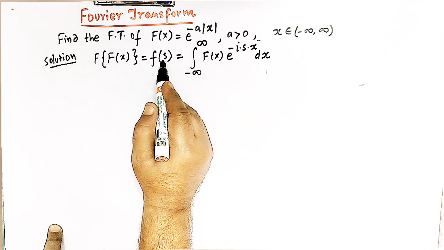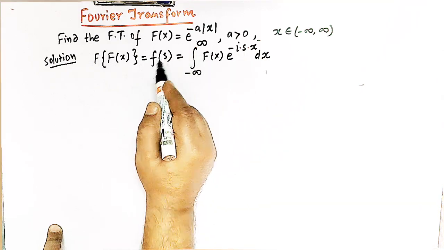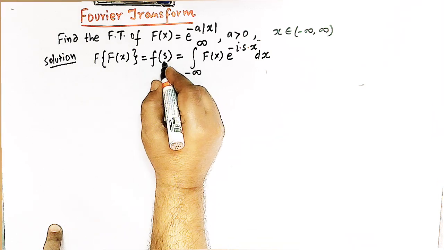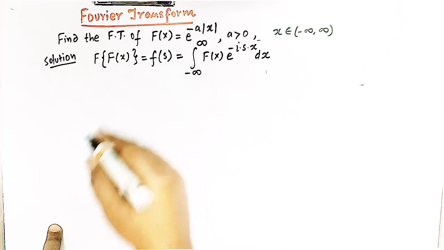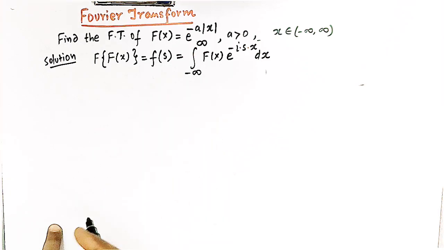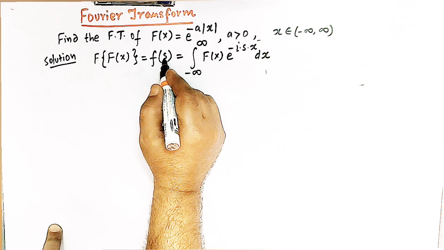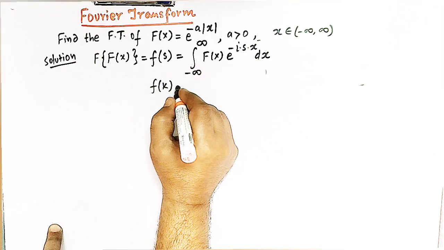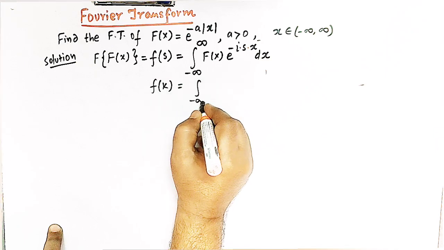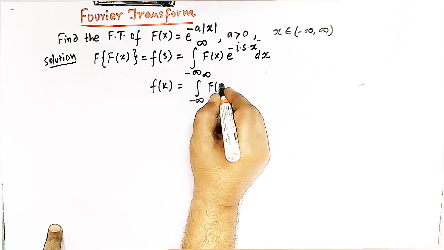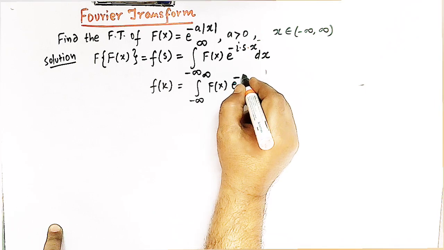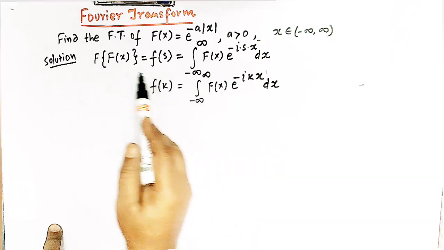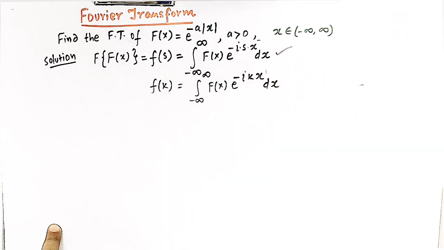So here we are using the parameter s, but we can also use other parameters or other letters instead of s, for example k or p, right? So if we take the parameter as k, then we can also write it like this: f of k, and here we have minus infinity to infinity, f of x and e raised to minus i k x and dx, right? And here we'll prefer this notation.